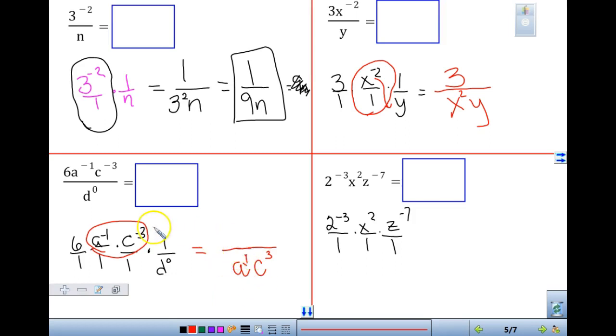And then as we are looking at this, the 6 needs to stay up on top. Well, we said this was equal to 1, so 1 times A and C is still going to be A and C, right? So this is our answer, 6 over A C to the third. What if you had 6 over C to the third and A? As long as C has the exponent 3 and A has the 1, it doesn't matter the order, okay?